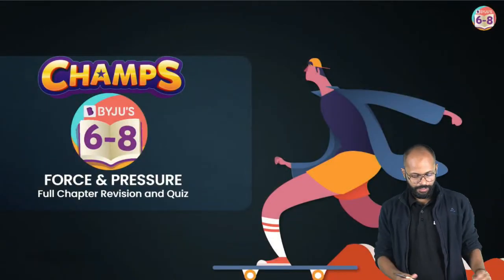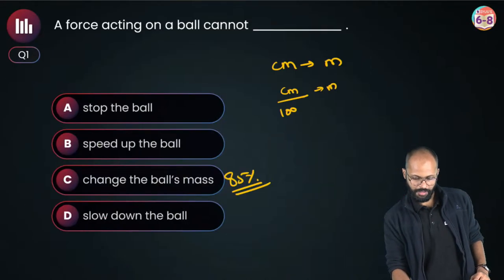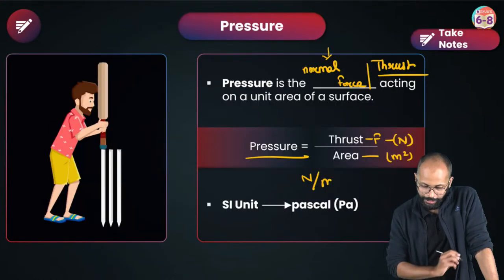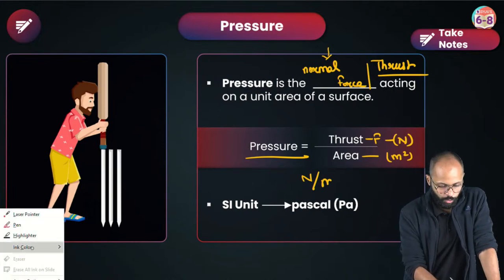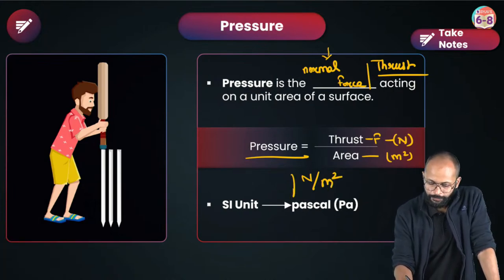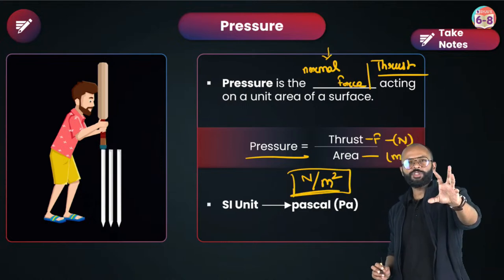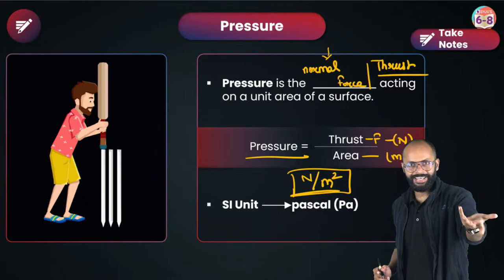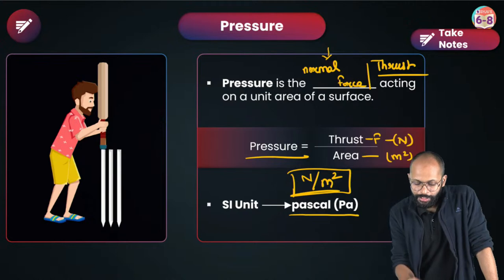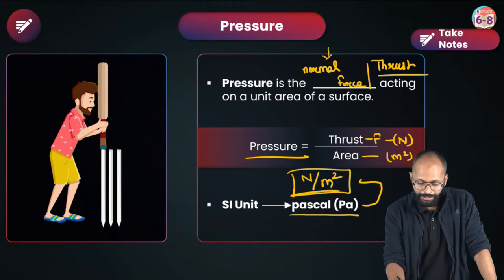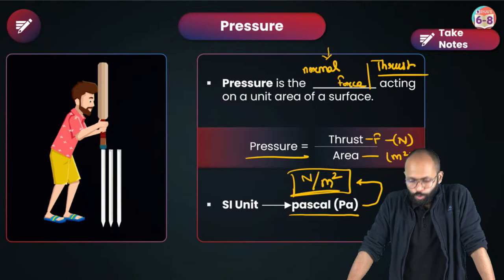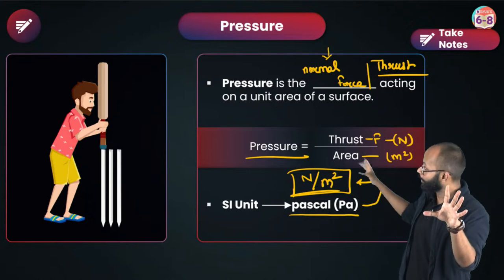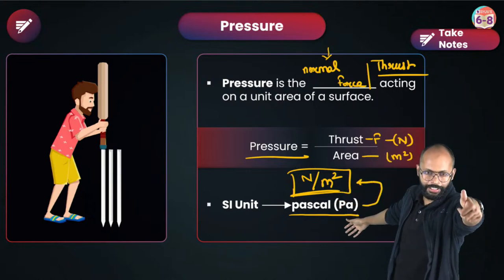Yes, the unit would be Newton per meter square, right? Newton per meter square. But think about it. इसको ना एक special नाम दिया हुआ है. There is a special name given to this unit. It is in honor of a scientist, Blaise Pascal, and the unit is Pascal. But reality में क्या मतलब है उसका? Newton per meter square, है ना? It was given in the honor of Sir Blaise Pascal. So Newton per meter square का ही नाम है Pascal. Clear?